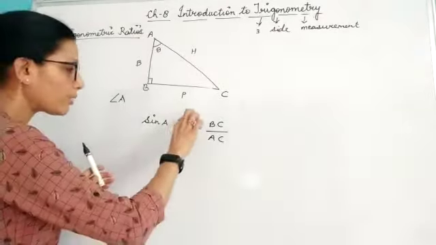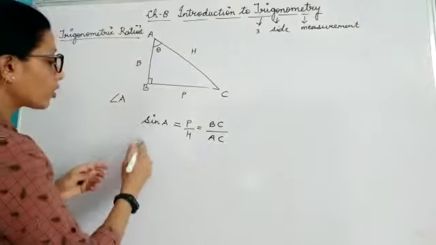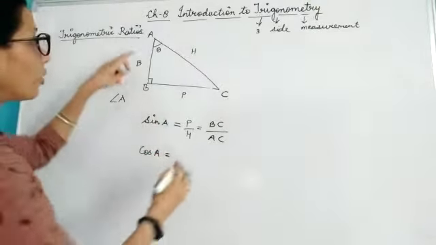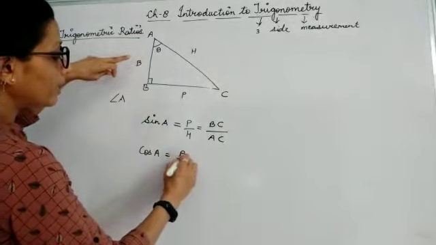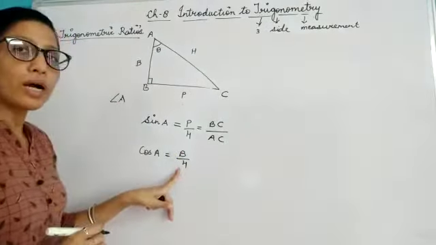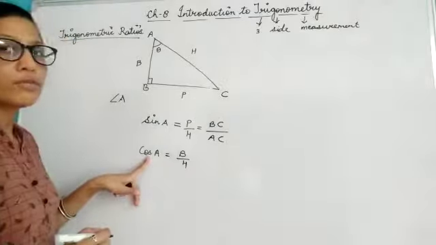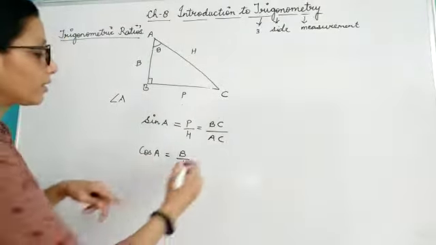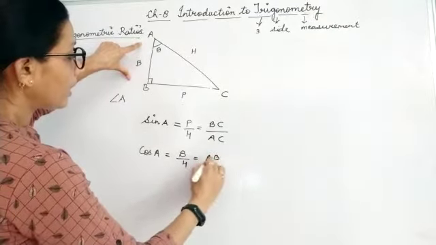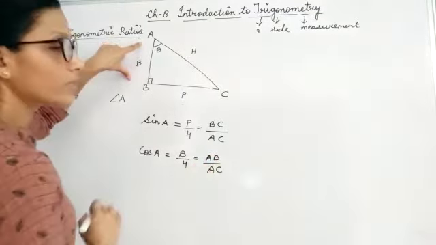That means this P by H will give you sine A. Cos A will be your B by H. That means if you are taking ratio of base to hypotenuse, then it will give you cos A. That means B is your AB and your hypotenuse is AC.